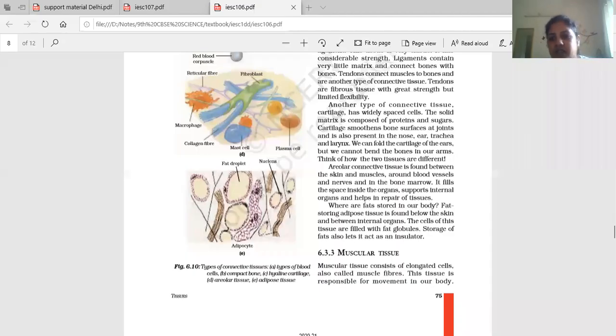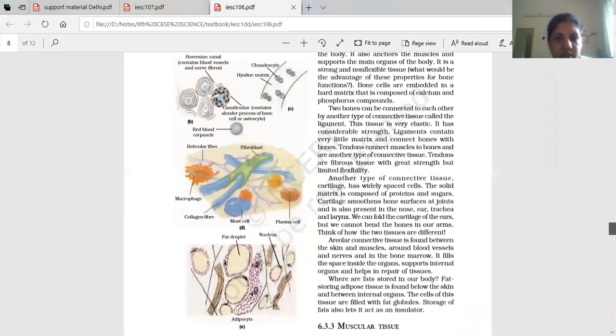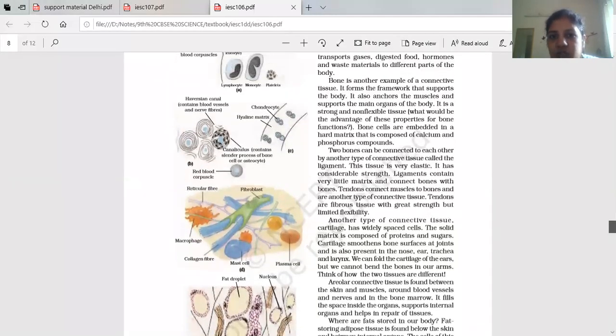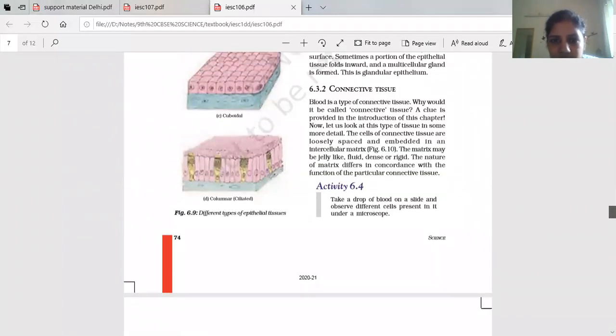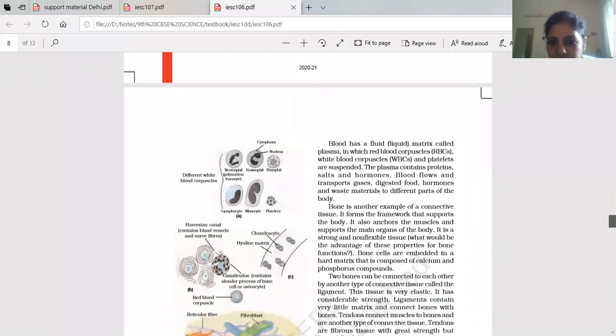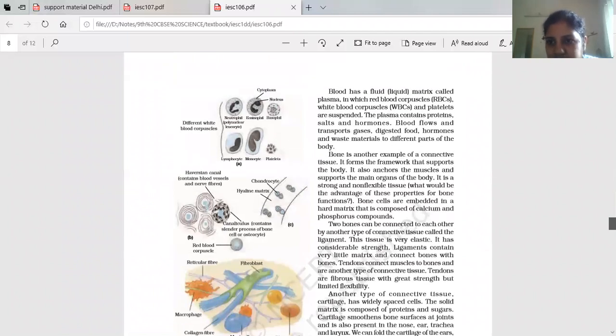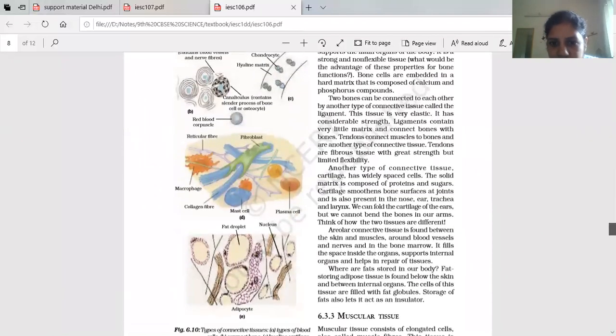Okay, so in the last class we started with connective tissues. The first part is fluid connective tissues, that is blood and lymph. Lymph is not explained here, but blood is. The second one is dense connective tissue. In that, bone, cartilage, tendon, and ligament. So four types of dense connective tissues that we have done.